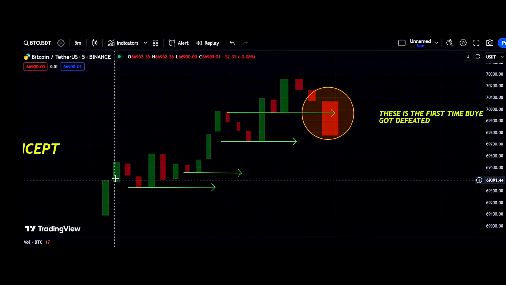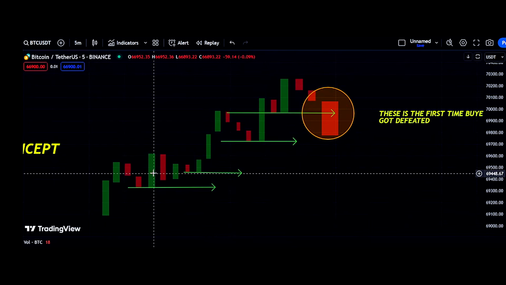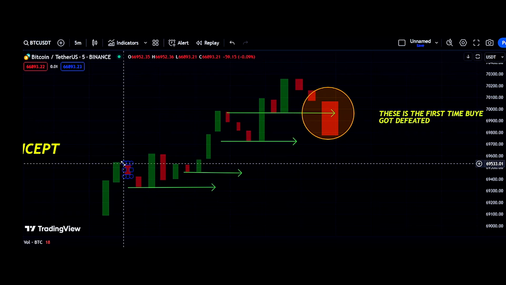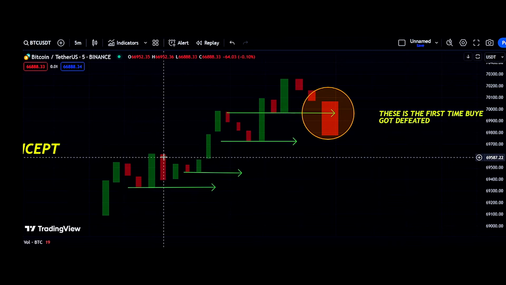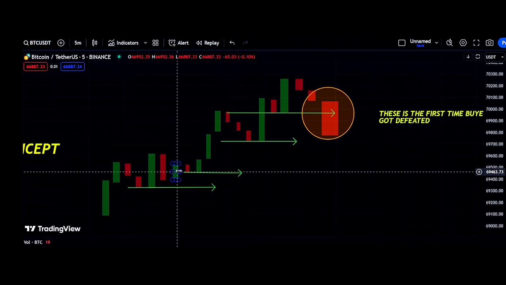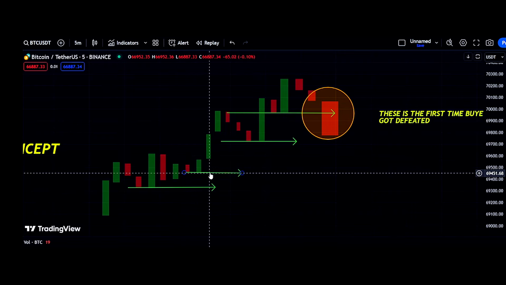Actually, the buyers came, sellers tried to push the market down, but sellers were defeated here, right? It basically closed above the high of this candle, 69,553 high. It closed, so this will act as our support. Again, sellers came, buyers came again and took control again. So now our new support will be this candle. So support will start moving upwards.